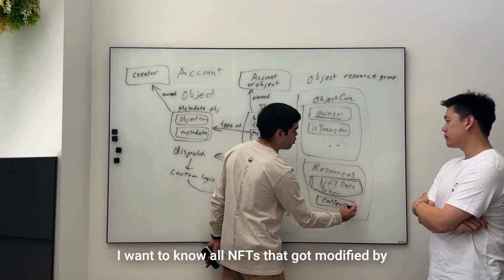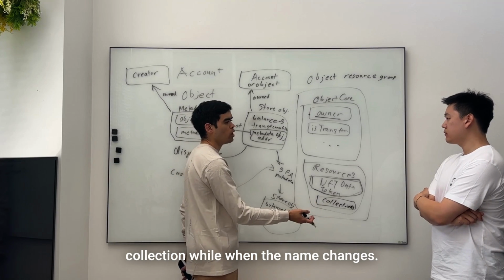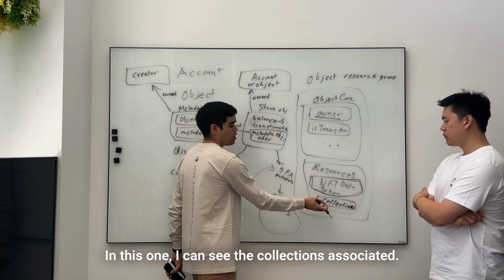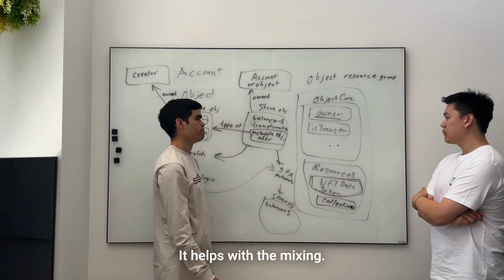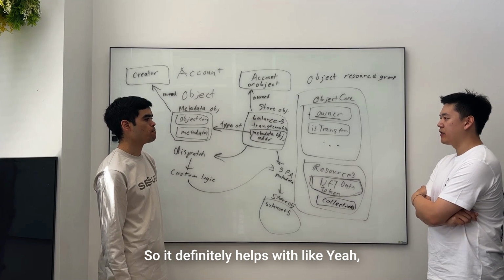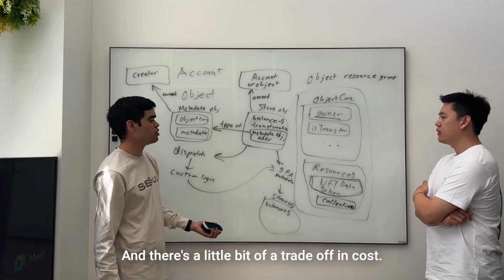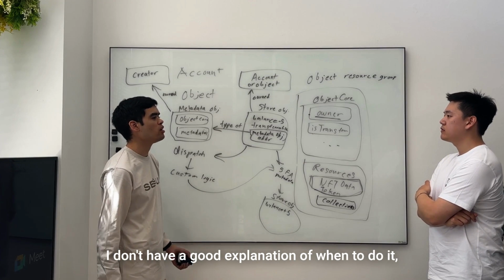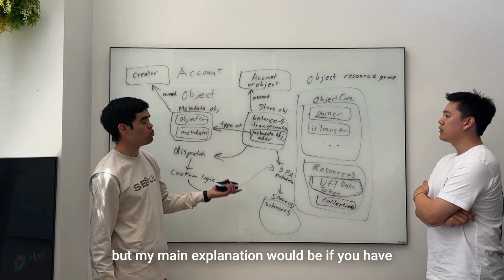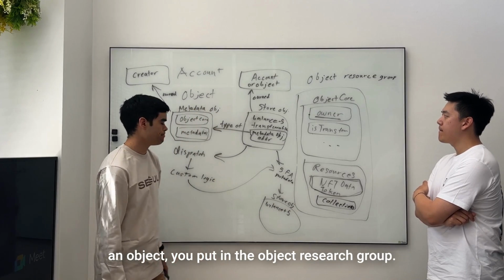I want to know all NFTs that got modified in the collection. Well, when the name changes in this one, I can see the collections associated with it. Helps with indexing. I see. Okay, so it definitely helps, it just returns everything. And there's a little bit of a trade-off in cost. I don't have a good explanation of when to do it, but my main explanation would be if you have an object, you should put it in the object resource group.